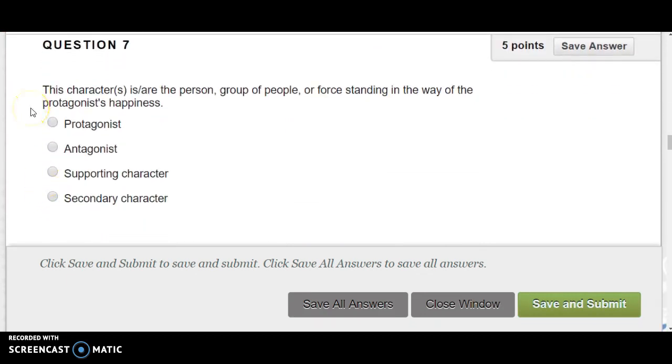Question 7. This character is the person, group of people, or force standing in the way of the protagonist's happiness. Protagonist, antagonist, supporting character, secondary character.